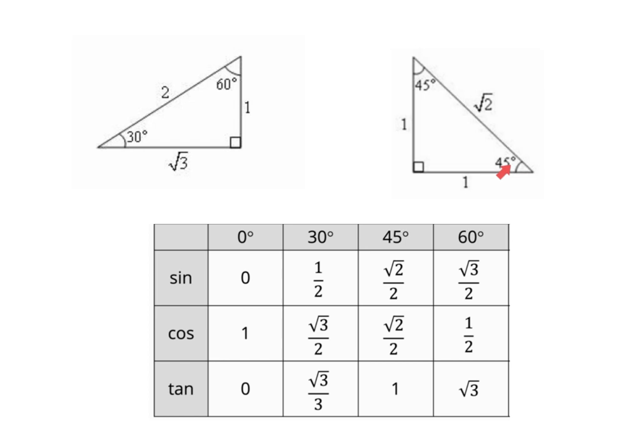Same thing's true if I want my cosine. Adjacent over hypotenuse for 45 is going to be exactly the same thing. And opposite over adjacent is going to be 1. So this is where we come up with those ratios for a 45-degree angle.